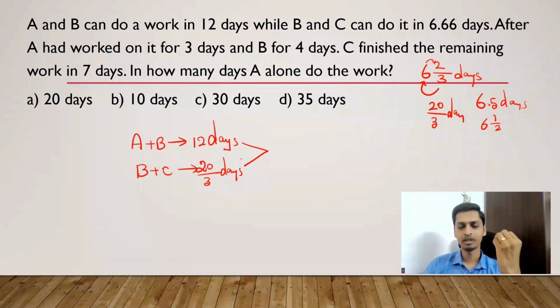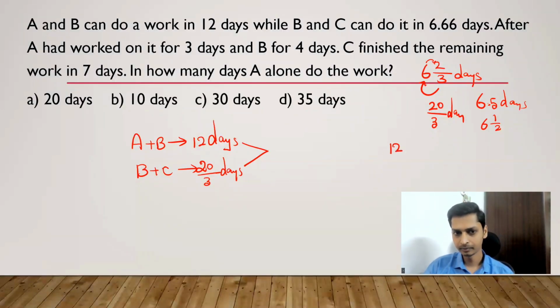You can take any value, but to be on the safer side, to get a value without any decimal places or fractional part, we take the LCM of the given two values. Now, what is the LCM of 12 and 20 by 3? 12 is nothing but 12 by 1, right? Both are the same. See how to find the LCM of a fraction. It is nothing but the LCM of the numerators by the HCF of the denominators.